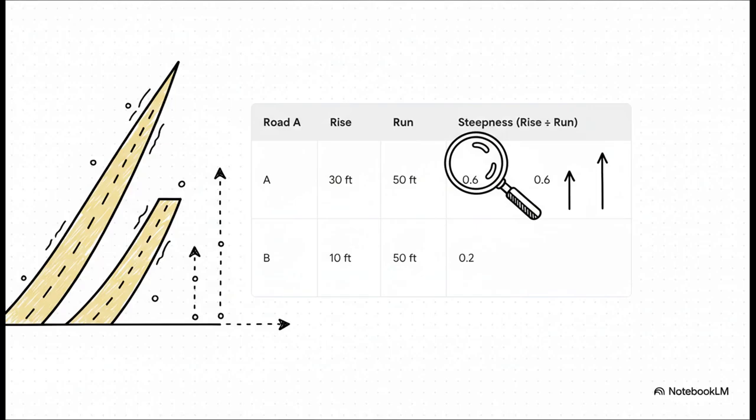Let's apply this to our roads from before. For the exact same 50-foot run, Road A goes up 30 feet. That gives it a slope of 0.6. But Road B, it only rises 10 feet over that same distance, giving it a slope of just 0.2. See? The bigger number, 0.6, proves what we already knew in our gut. Road A is steeper. Our intuition now has cold, hard numbers to back it up.